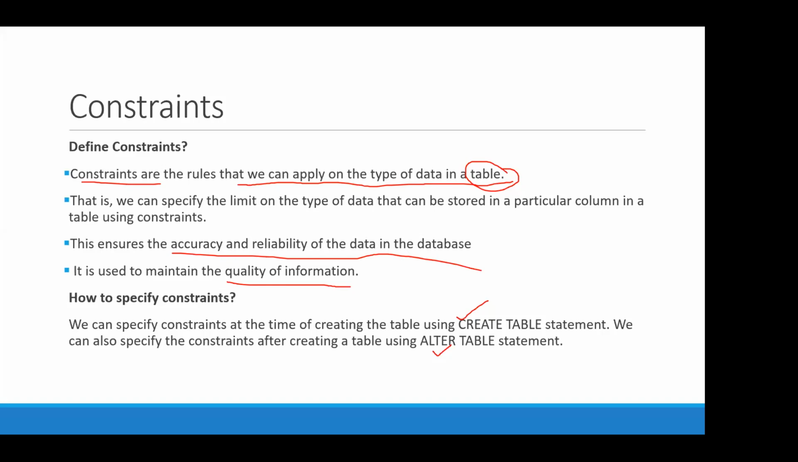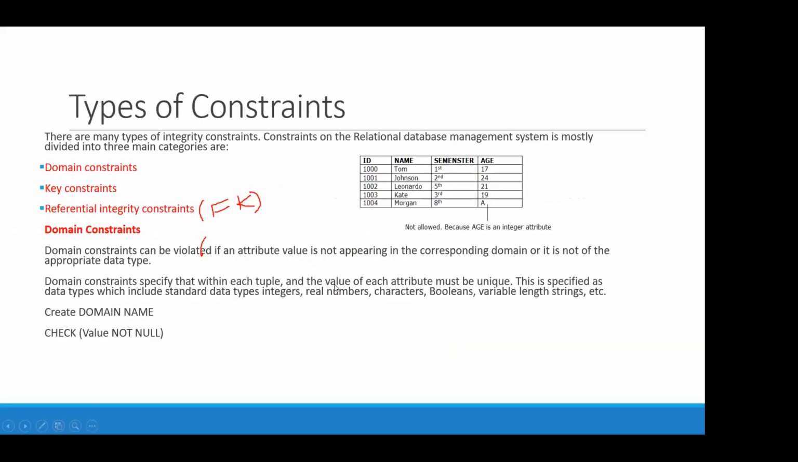For that purpose we are using key constraints, and important are the referential integrity constraints. This is based on the foreign key. The foreign key plays a vital role in relations, because we are linking one table with another table by using a foreign key. This is called cross reference, or referential integrity constraints. So here I have given the concepts: domain constraints, key constraints, and referential integrity constraints.